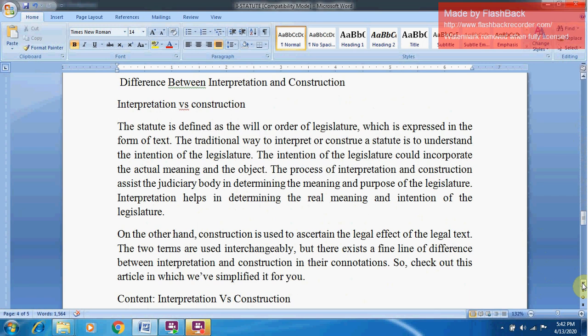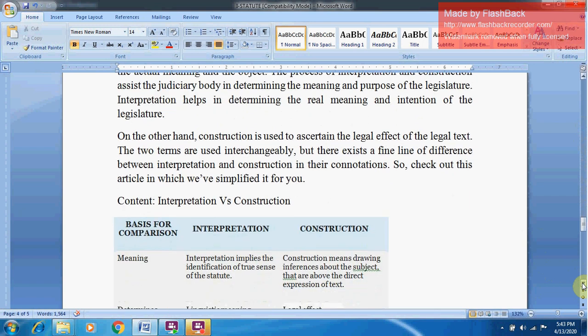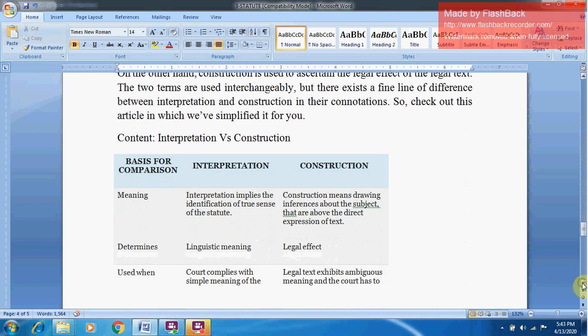Interpreting helps in determining the real meaning and intention of the legislature. On the other hand, construction is used to ascertain the legal effect of the legal text. The two terms are used interchangeably, but there exists a fine line of difference between interpretation and construction in their connotation. So, check out this article in which we have simplified it for you in tabular form.